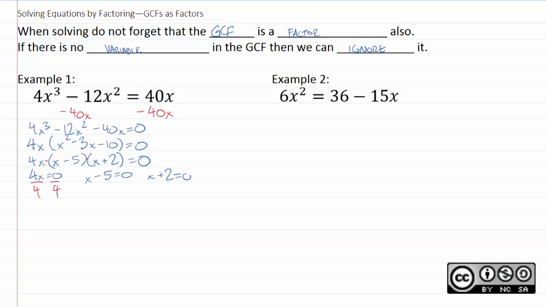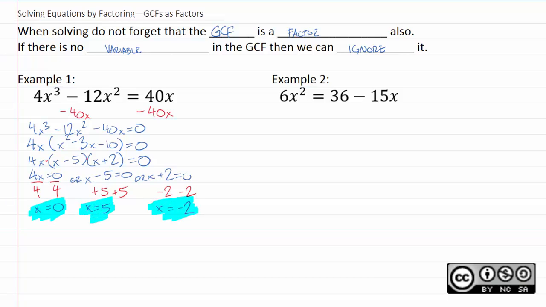And so for the leftmost problem, I'll just divide by 4. I get x equals 0. That's one of my answers. Then for x minus 5 equals 0, that one should also be pretty easy. You just add 5 here. X comes out to equal exactly 5. And then for the last one, subtract 2, and x equals negative 2. So we actually have 3 possible answers here, and we have found all 3.